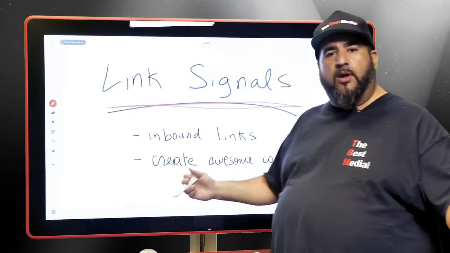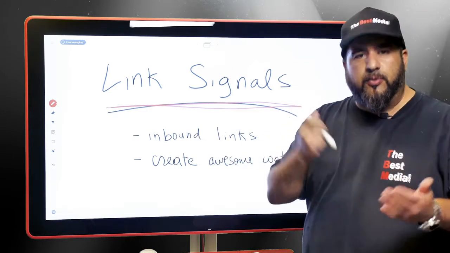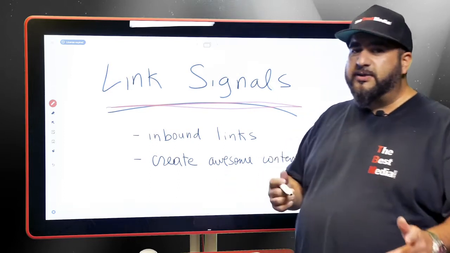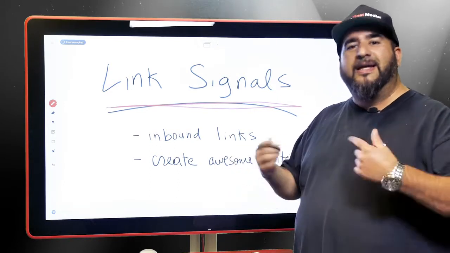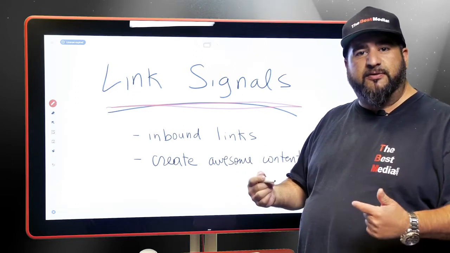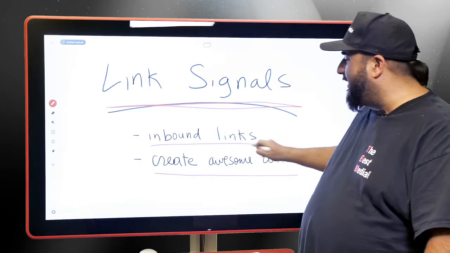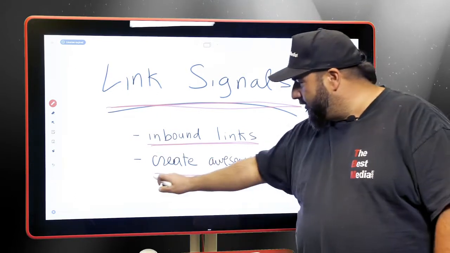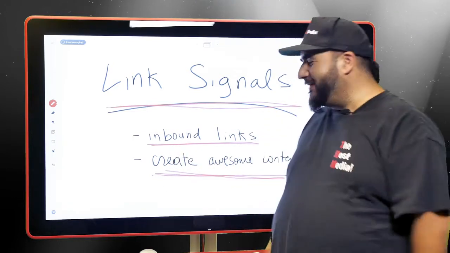Next, we're talking about link signals altogether. Link signals, what are they? Simple. Building inbound links to your website. Not necessarily to your Google My Business page, to your website. This will support your Google My Business listing because Google is seeing these signals, positive signals. And how do you build or how do you get inbound links? How do you get people to link to your website? Create awesome content, just like this video.